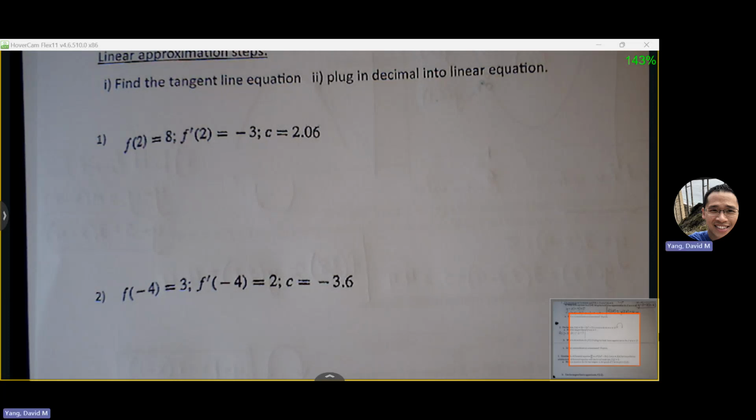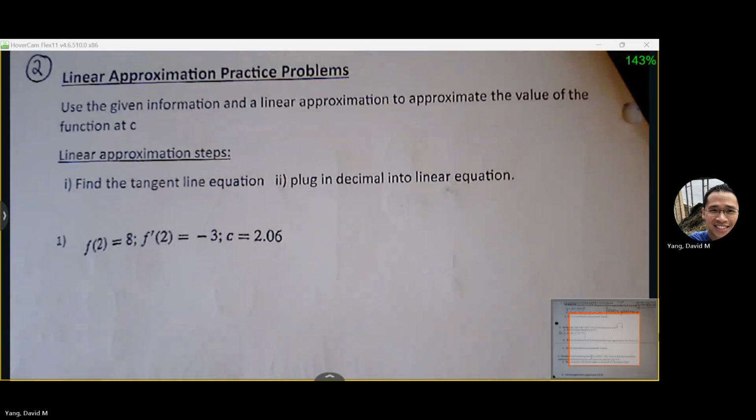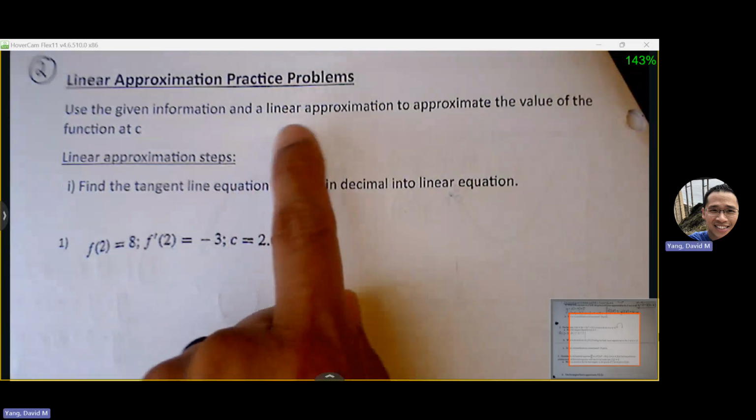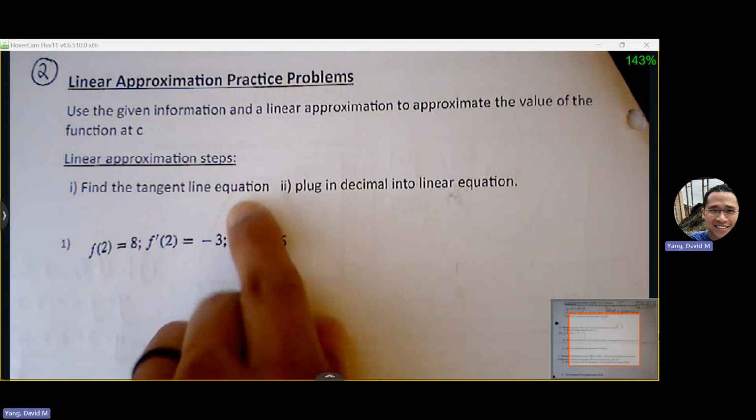Okay, let's try number 1. This should feel pretty easy. This should feel similar to number 1, since you don't even have to get the order pair and slope. They give you that information. Use the given information and linear approximation to approximate the value of the function at x equals c.